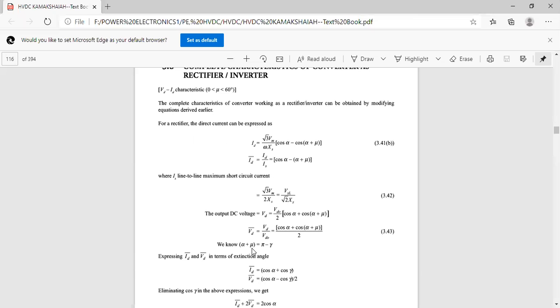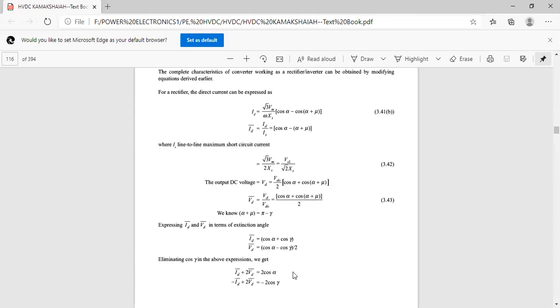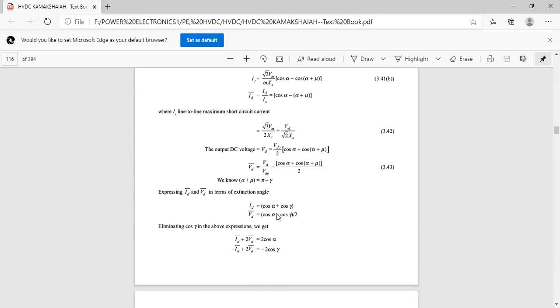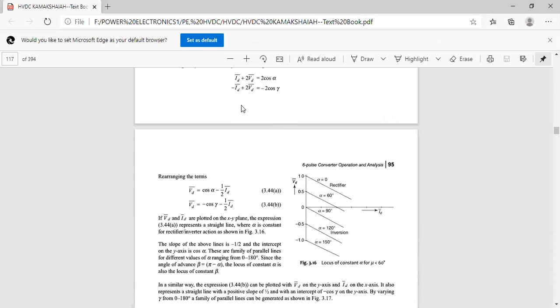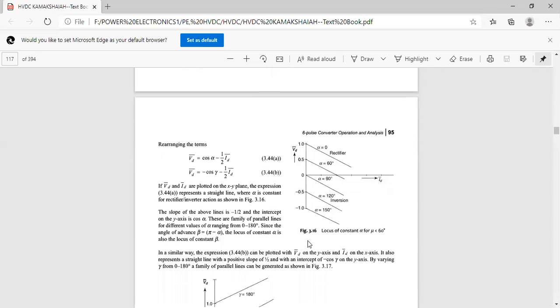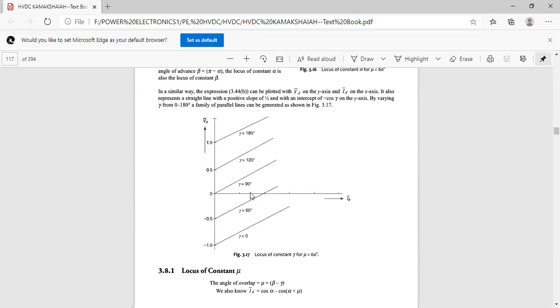For eliminating mu, we are substituting this in the first and second equations. Then automatically mu will be eliminated. Now equations 3 and 4 are independent of mu. After that, add these two equations and subtract them, and we will get these equations. From these, we frame y is equal to mx plus c. The first equation is in terms of alpha, the rectifier. The second equation is in terms of gamma. From the first we draw the rectifier characteristic, and from the second the inverter characteristic. In the exam, draw y-axis Vd, x-axis Id.